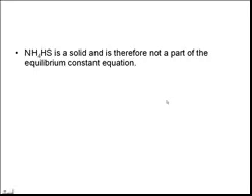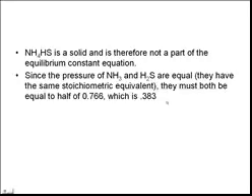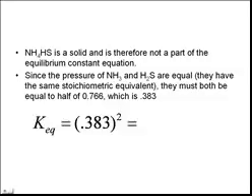Because NH4HS is a solid, it's not part of the equation, so it has no bearing on that total pressure. And so each of those gases must be equal to half of that 0.766. So our KEQ equation is just the pressure of NH3 times the pressure of H2S, which are both 0.383, and you get a KEQ equal to 0.147.